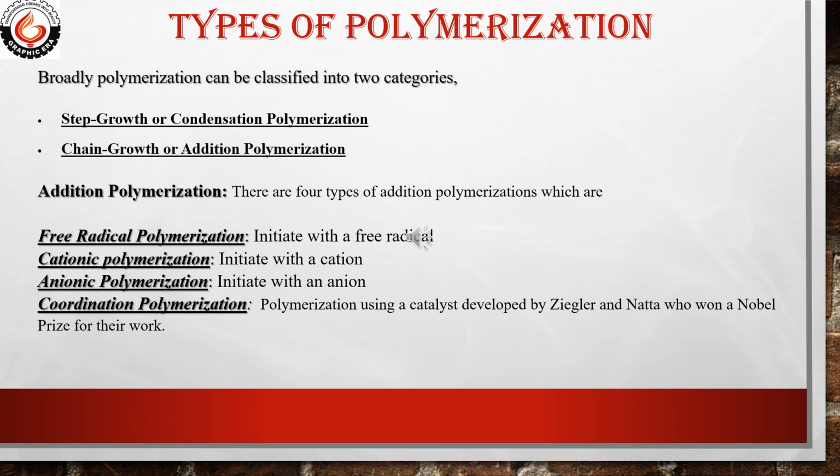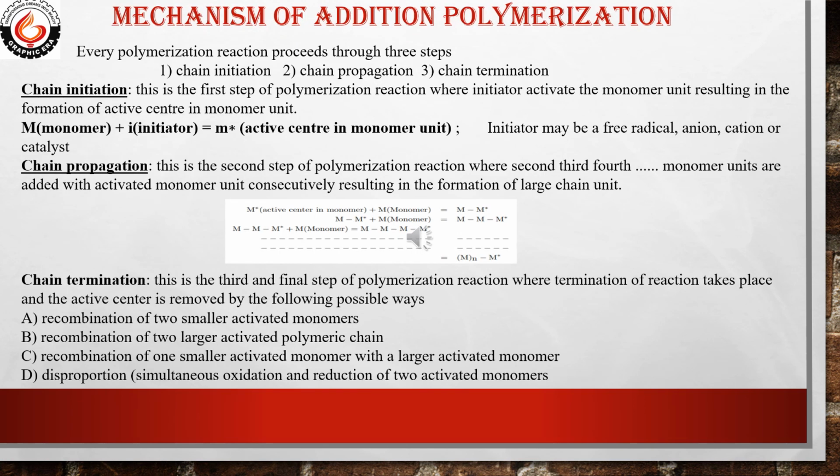These four types of polymerization mechanisms are very important, and here we will discuss broadly the polymerization mechanism for the free radical polymerization, cationic polymerization, and anionic polymerization in detail. Mechanism of addition polymerization. In every type of polymerization reaction, whether it is by free radical or by cationic or by anionic mechanism, there are three common steps. First, chain initiation, second, chain propagation, and third, chain termination.